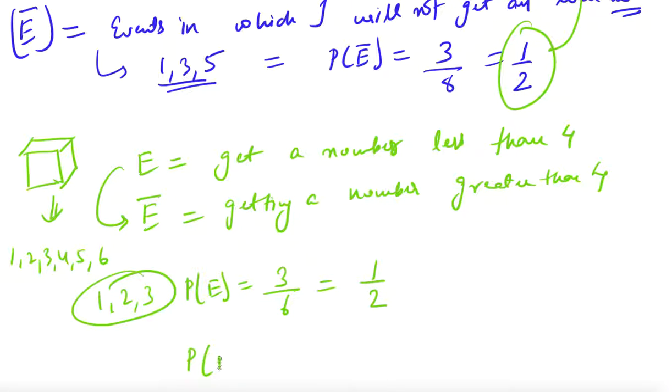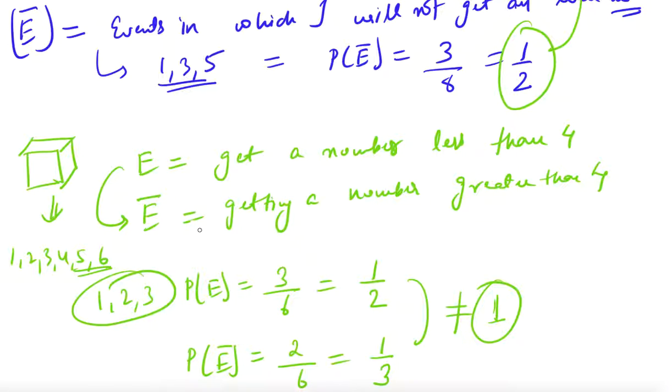What is the probability of the complement of A, that is E bar, that is getting a number greater than 4? Tell me, getting a number greater than 4: 5 and 6. So it will be 2 by 6, which is equal to what? 1 by 3. Now again, when you add them, are you getting 1? Is it equal to 1? No, it is not equal to 1.